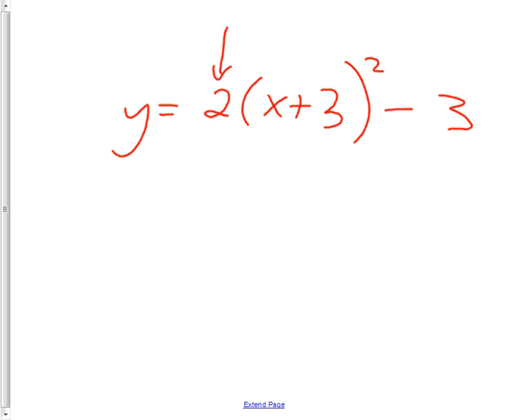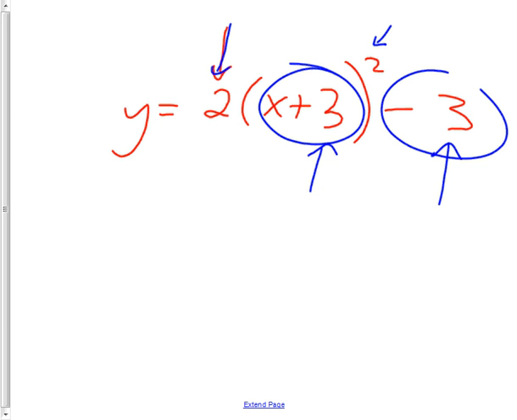Okay, this is a parabola because it's got a squared. And there's a 2 and a 3 and another 3, and it means that the parabola has been moved some places. Where? Well, this means moved where? Left 3, this is down 3, and this is stretched which way? Up, down, or left, right? It's up, down.